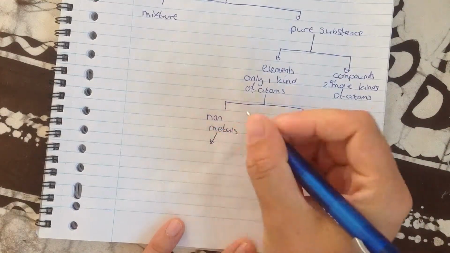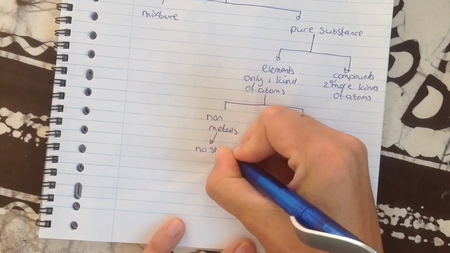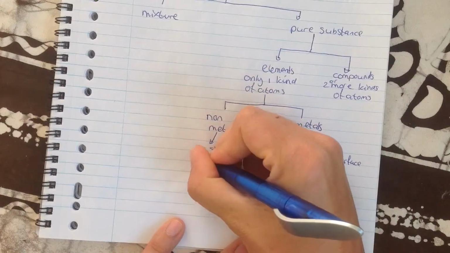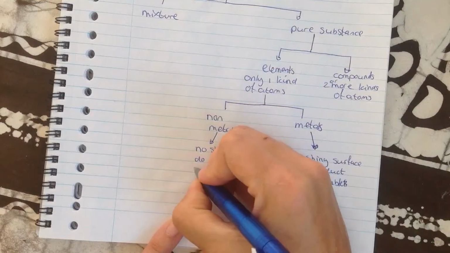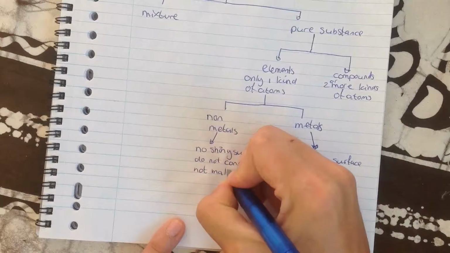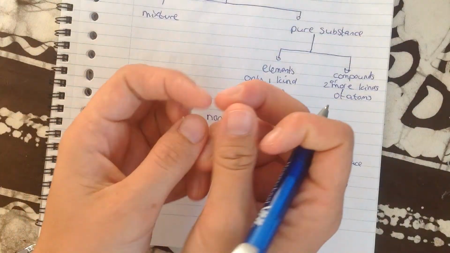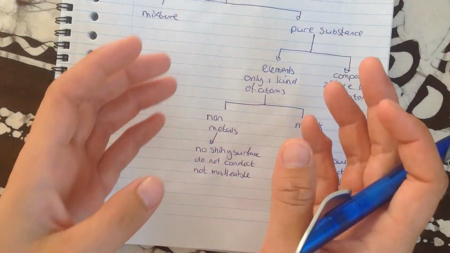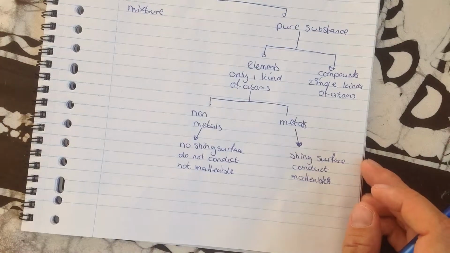Nonmetals, on the other hand, don't have a shiny surface. No shiny surface. Like sugar is a nonmetal substance. They do not conduct and are not malleable, because if you have sugar, I cannot like form it into another form. I can like put it in a form, but I can't form it like I can with metal. So that is the difference between metals and nonmetals.